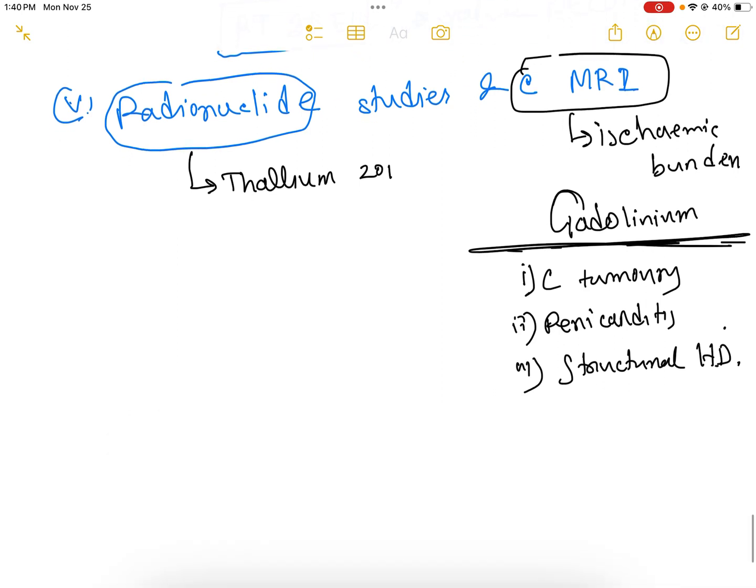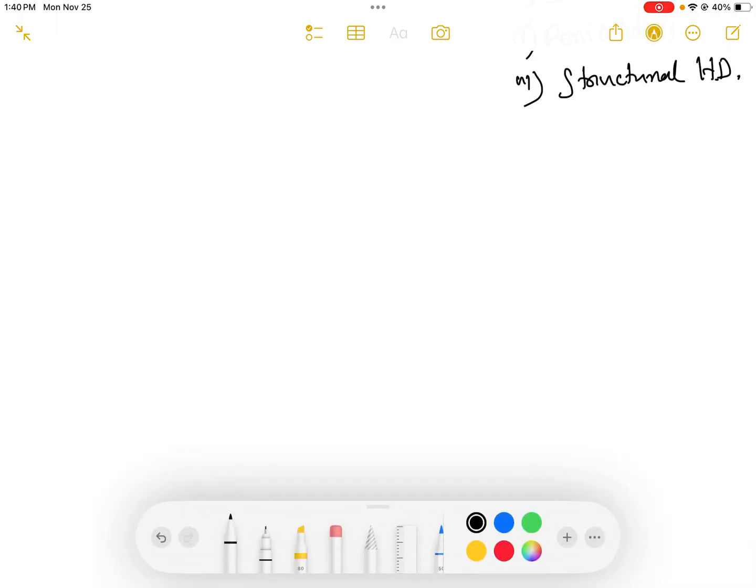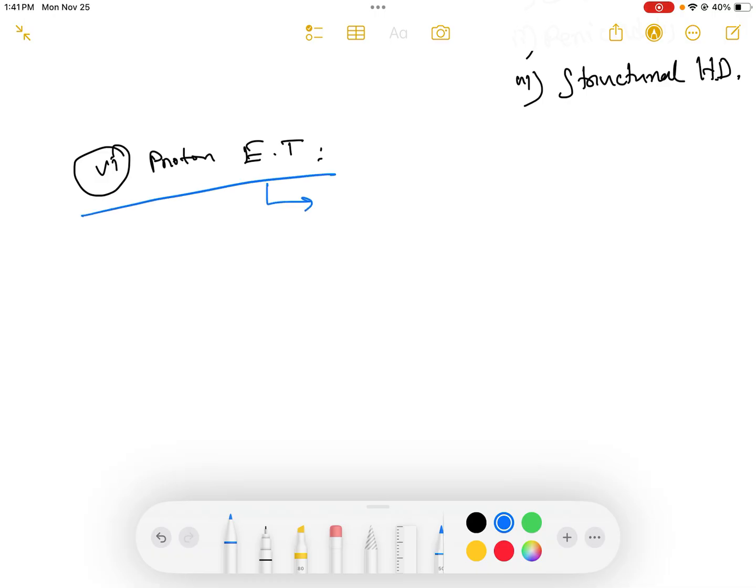Number 6, positron emission tomography. Positron emission tomography provides information on myocardial perfusion, metabolism, and cell membrane function.